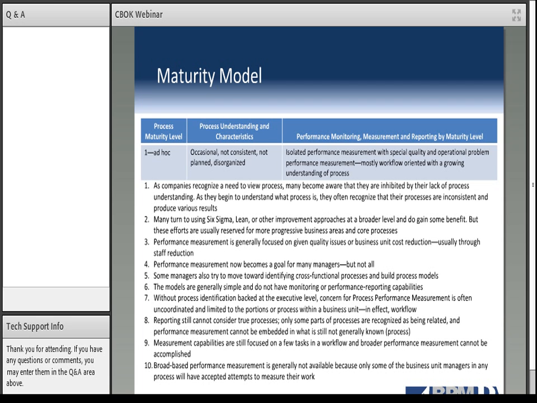Also, because there's now a view horizontally, there's a recognition of inconsistent processes and varying results when it comes to either customer experience or execution of a process. So that also drives the need to understand some level of investment to move to the next level of maturity and the value associated with doing that.